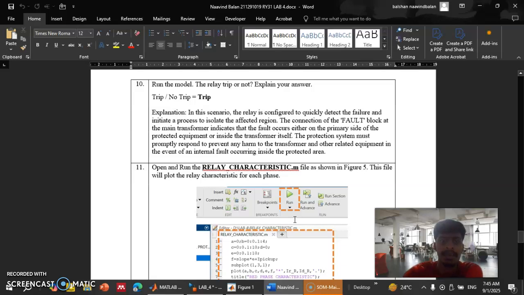In this scenario, the relay is configured to quickly detect the fault and initiate a process to isolate the affected region. The connection of the fault block at the main transformer indicates that the fault occurs either on the primary side of the protected equipment or inside the transformer itself. The protection system must respond promptly to prevent any harm to the transformer and other related equipment in the event of an internal fault occurring inside the protected area.